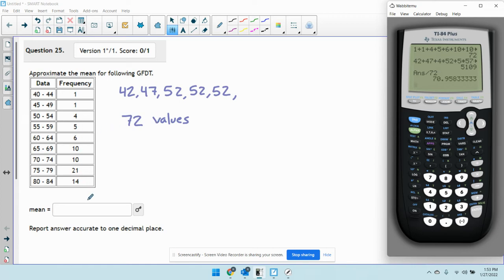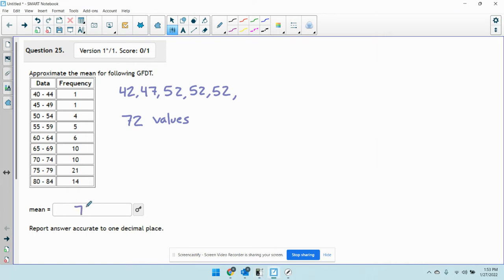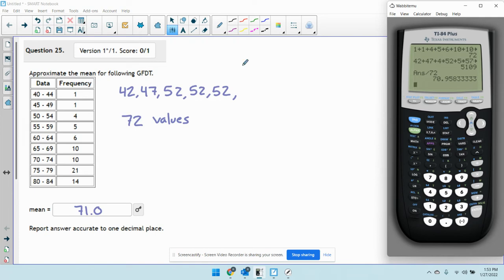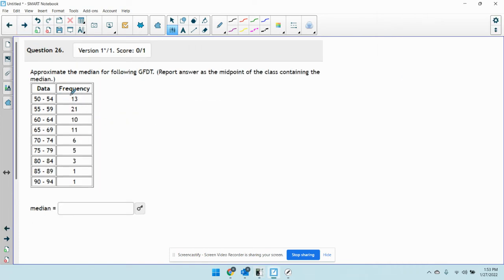And rounding this to one decimal place, we get 71.96. One decimal place would be 71.0. Okay, a little tedious, but nothing crazy. This one's a little bit more straightforward.